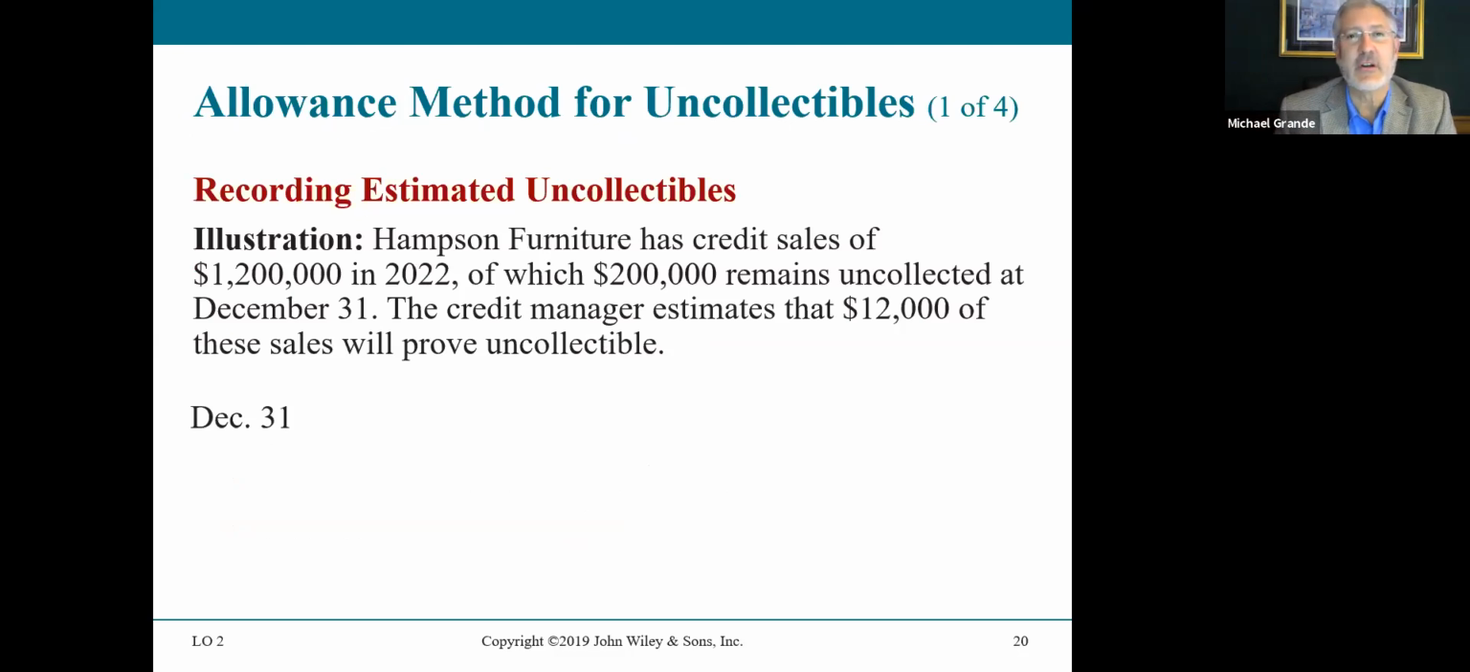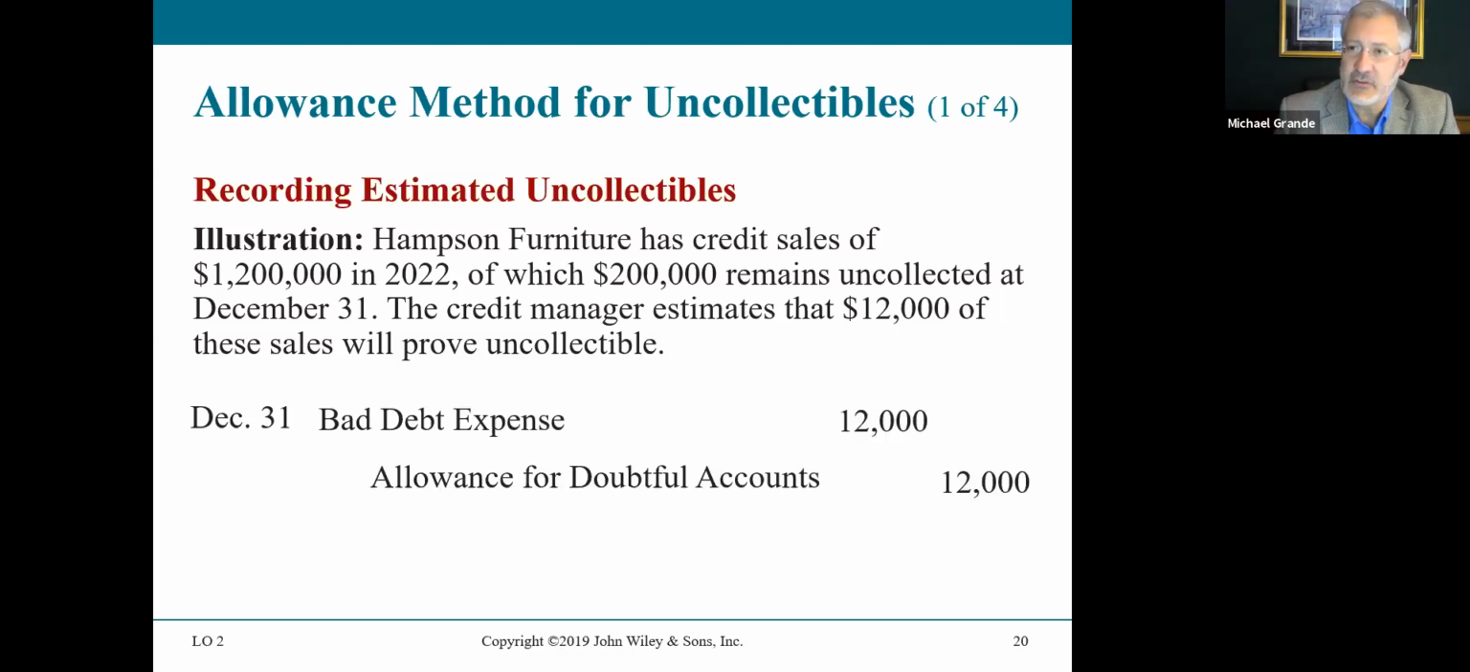Hampson Furniture has credit sales of $1.2 million in 2022, of which $200,000 remains uncollected at December 31st. In other words, the accounts receivable balance at December 31st is $200,000. The credit manager estimates that $12,000 of these sales would prove uncollectible. See the journal entry. This is an adjusting journal entry, right?